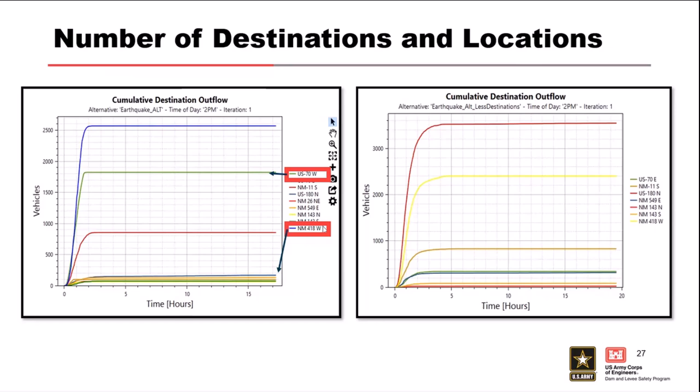These are really useful plots for being able to identify issues. If the results are telling you almost everyone's going to that destination, then clearly you have an issue.